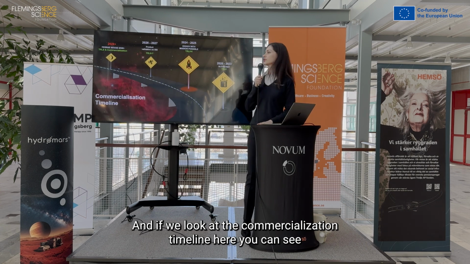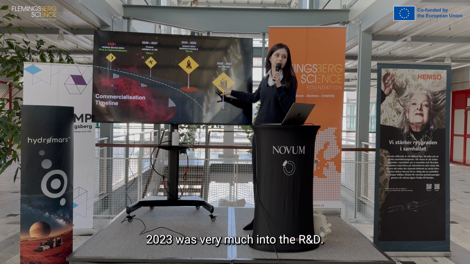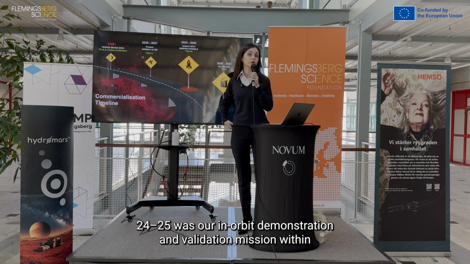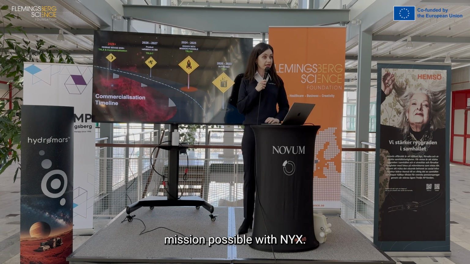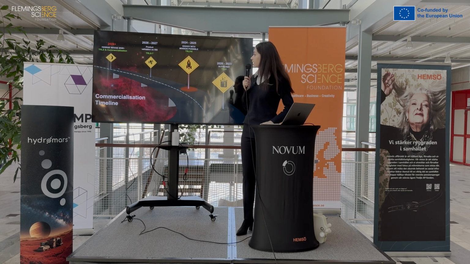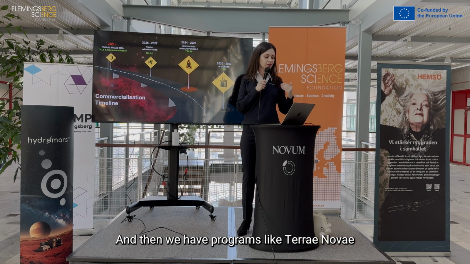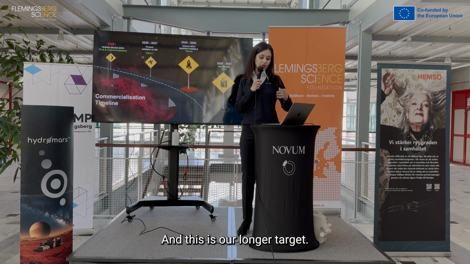And if we look at the commercialization timeline, here you can see 2023 was very much into R&D. 2024-25 was our in-orbit demonstration and validation mission within Mission Possible with NIX. 2026 and 2027 will be development of a full-scale product, and then we have programs like Terra Nova, where ESA aims to put 40 people on the Moon by 2040. And this is our longer-term target.